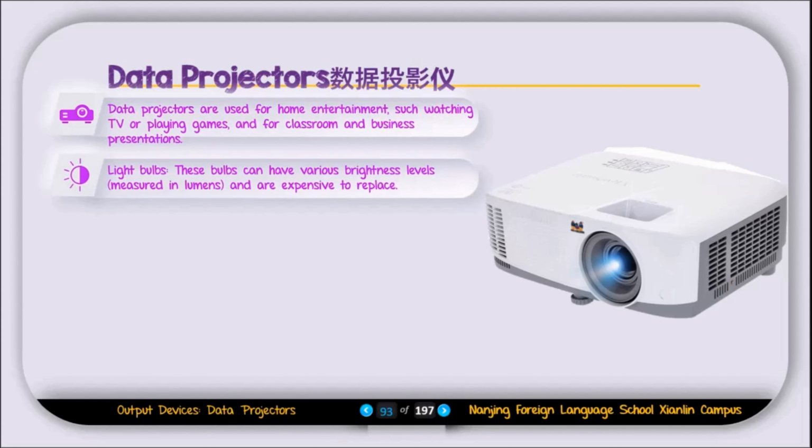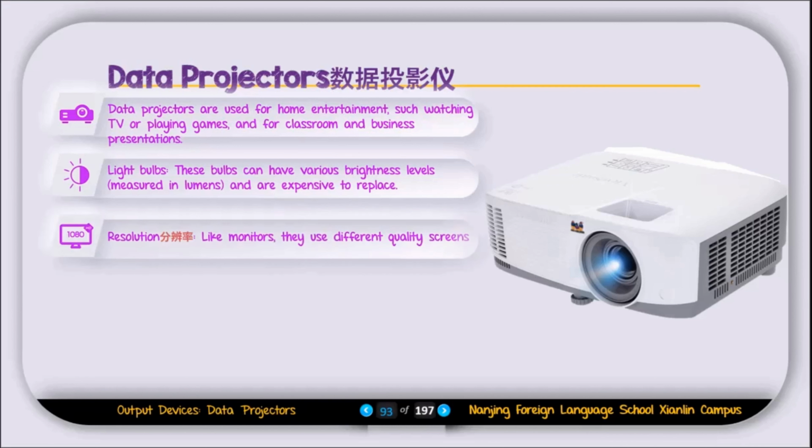For example, light bulbs. These bulbs can have various brightness levels measured in luminance. We can measure the brightness of those bulbs in luminance. This is a measurement unit and expensive to replace. Those light bulbs are very expensive to replace. Resolution, and this is another feature. Like the monitor, they also use different quality screens.